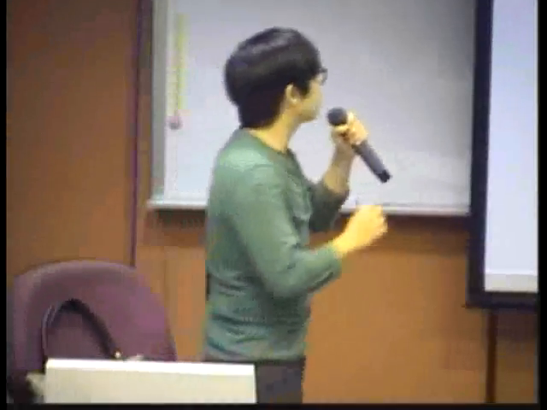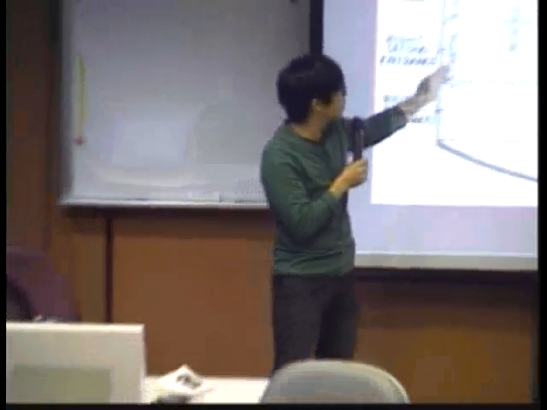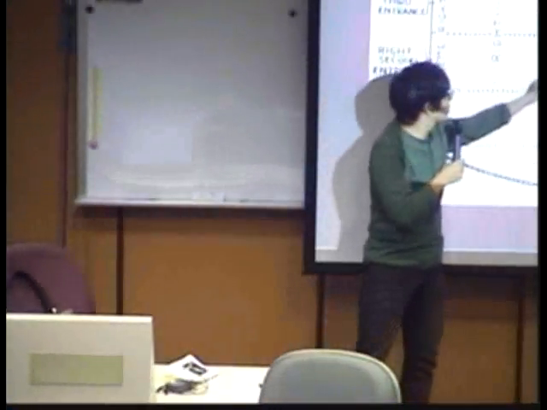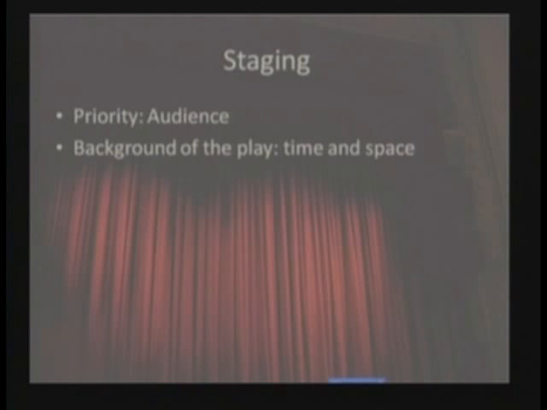So this is an even clearer diagram of the theater. Extreme right, center right, center line, center left, extreme left. Okay, so when you're staging, for instance, property, your priority is always the audience. No audience, no theater. No audience, no drama. So we have to consider every angle, the visibility for the audience.